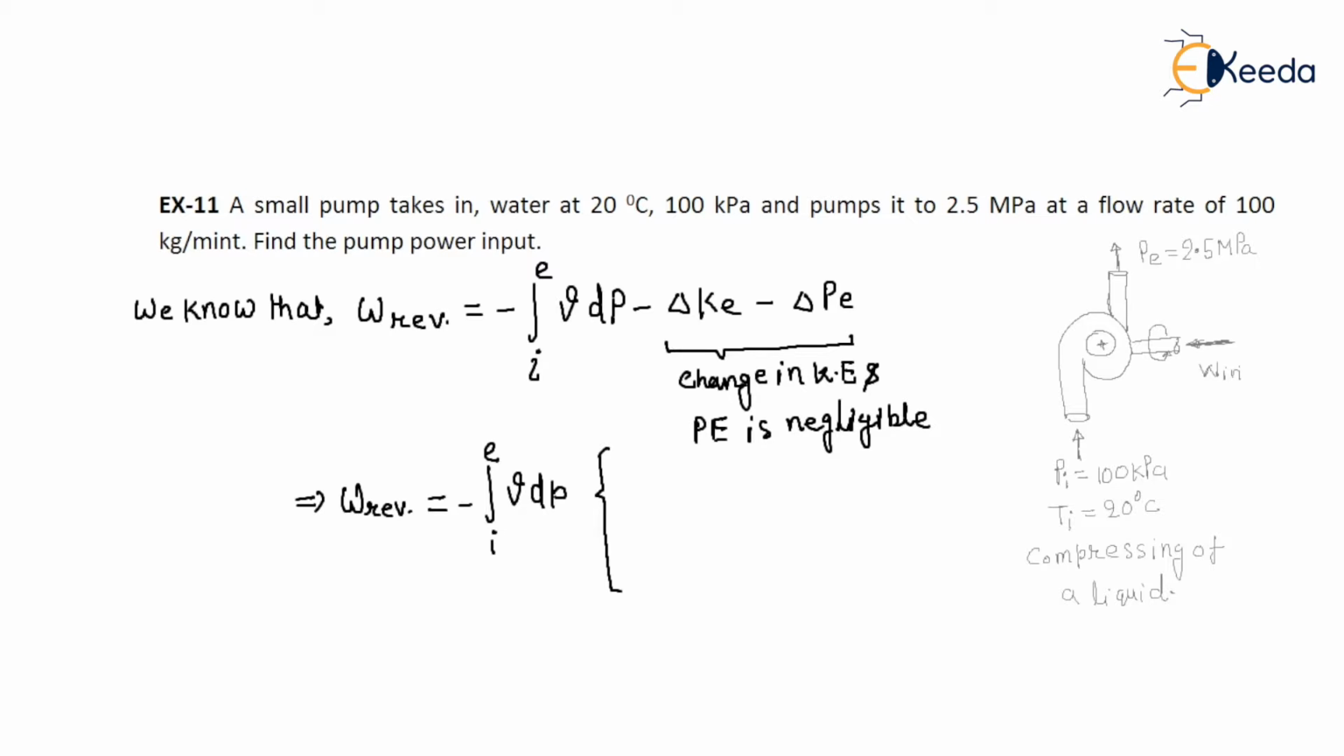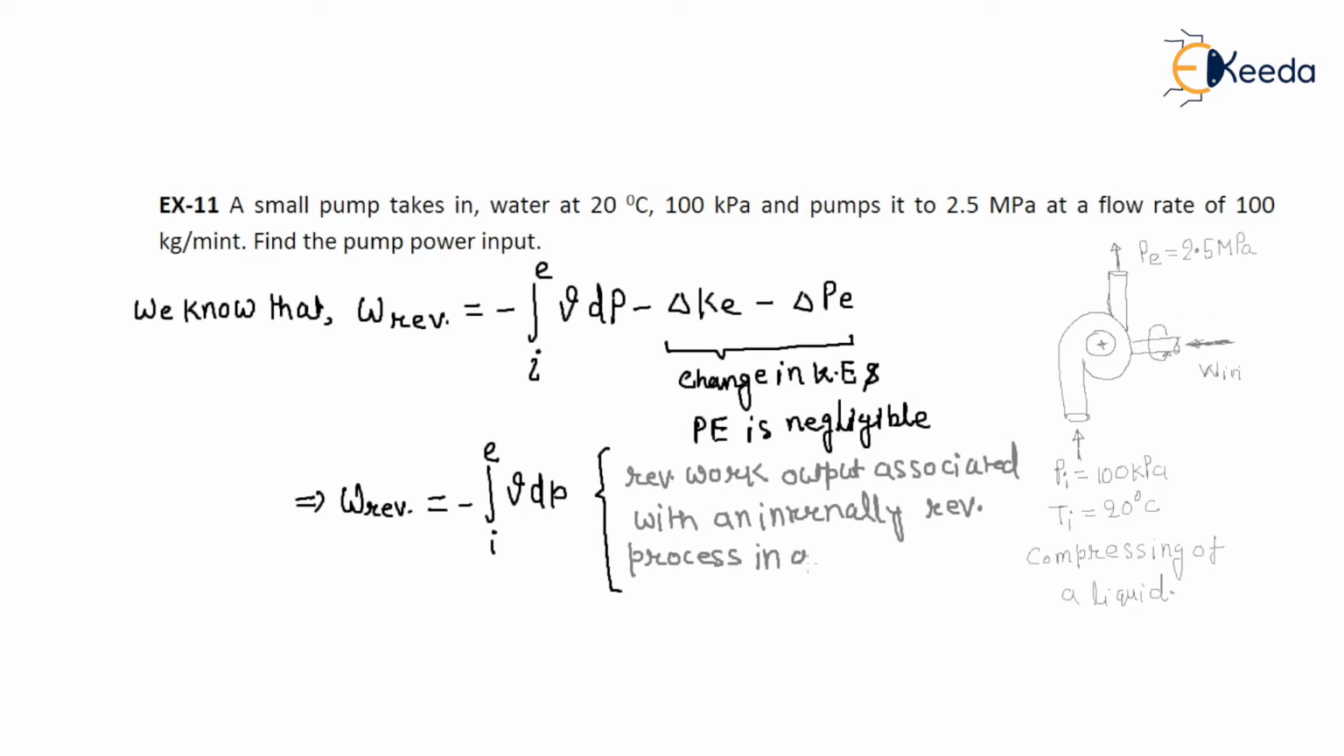The criteria is that this is the reversible work output associated with an internally reversible process in a steady flow device, right? In a steady flow device.